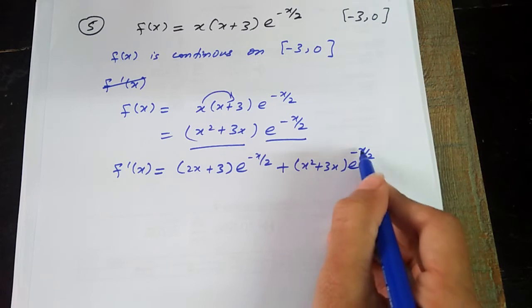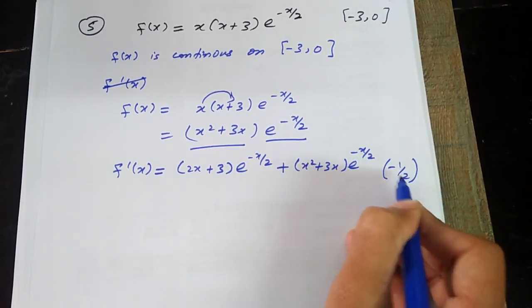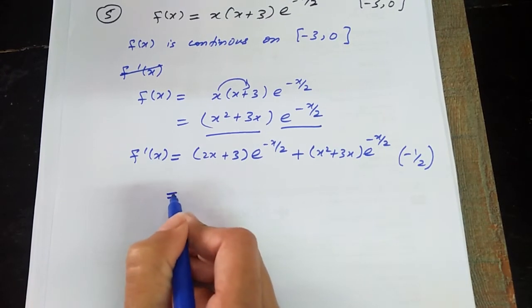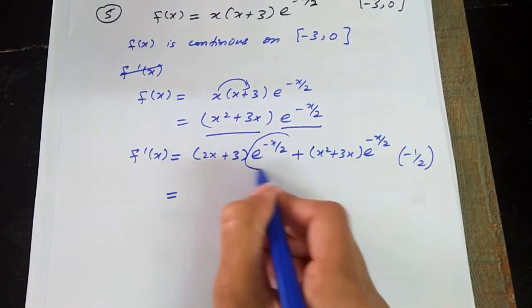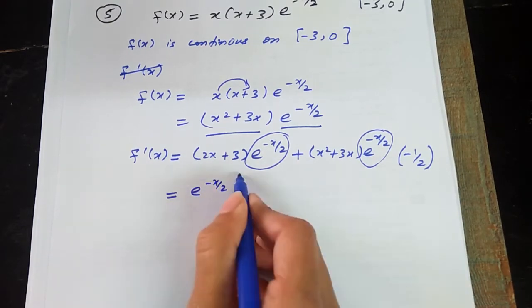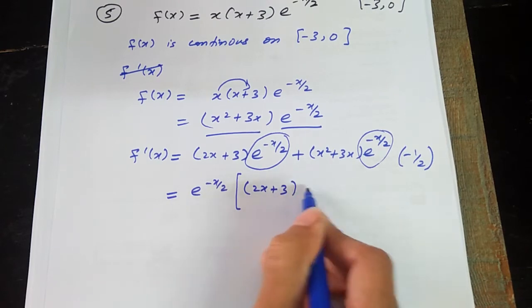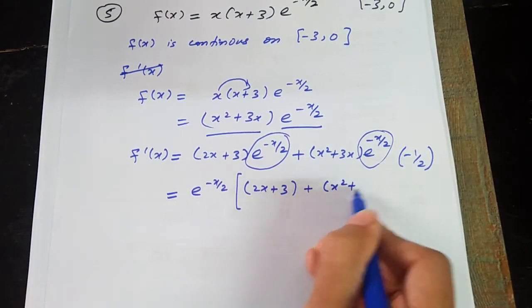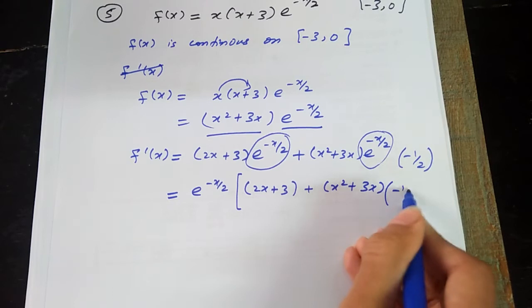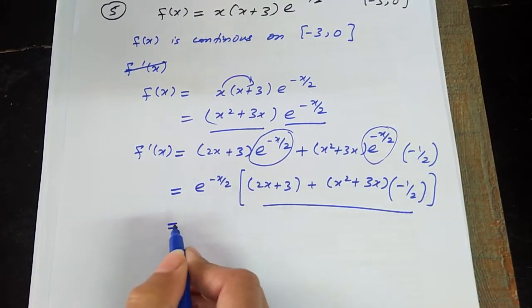Now its derivative will be minus 1 by 2. Now simplify all these values. I am taking this e raised to power minus x by 2 as common so that I can easily simplify it. Whatever I will get inside, 2x plus 3 plus x squared plus 3x into minus 1 by 2. Now simplify all these values.